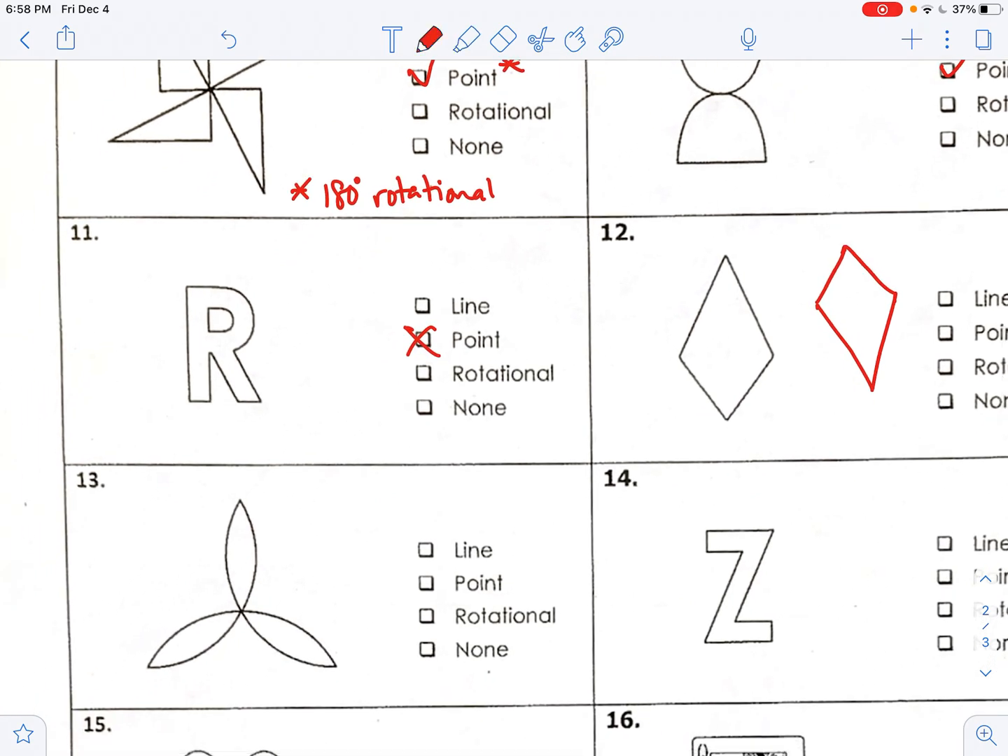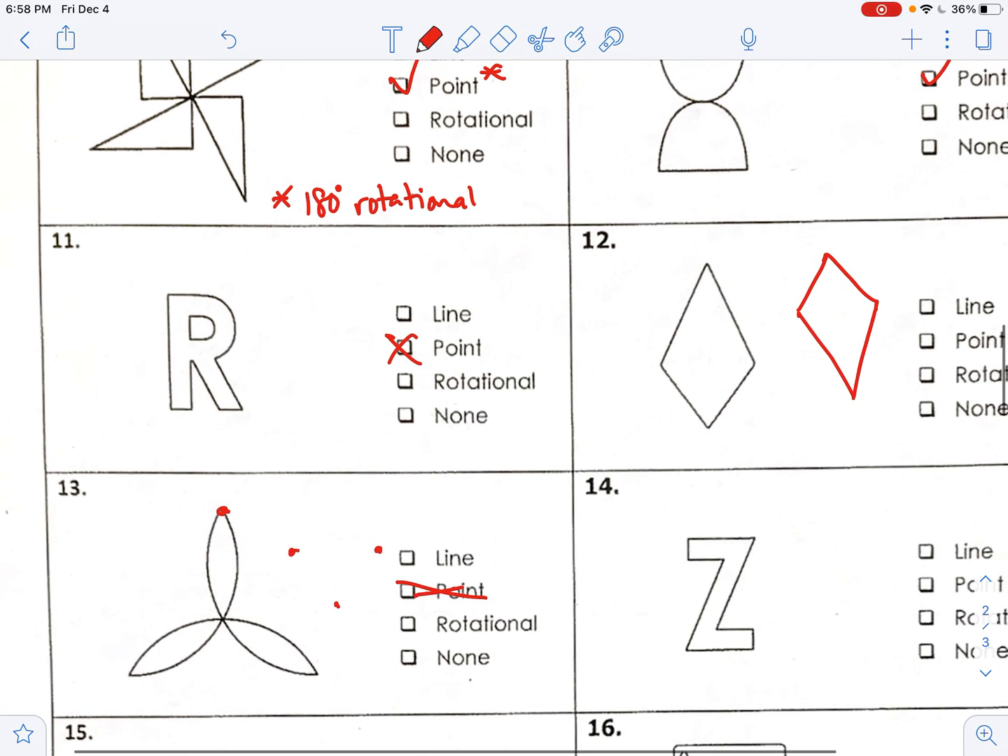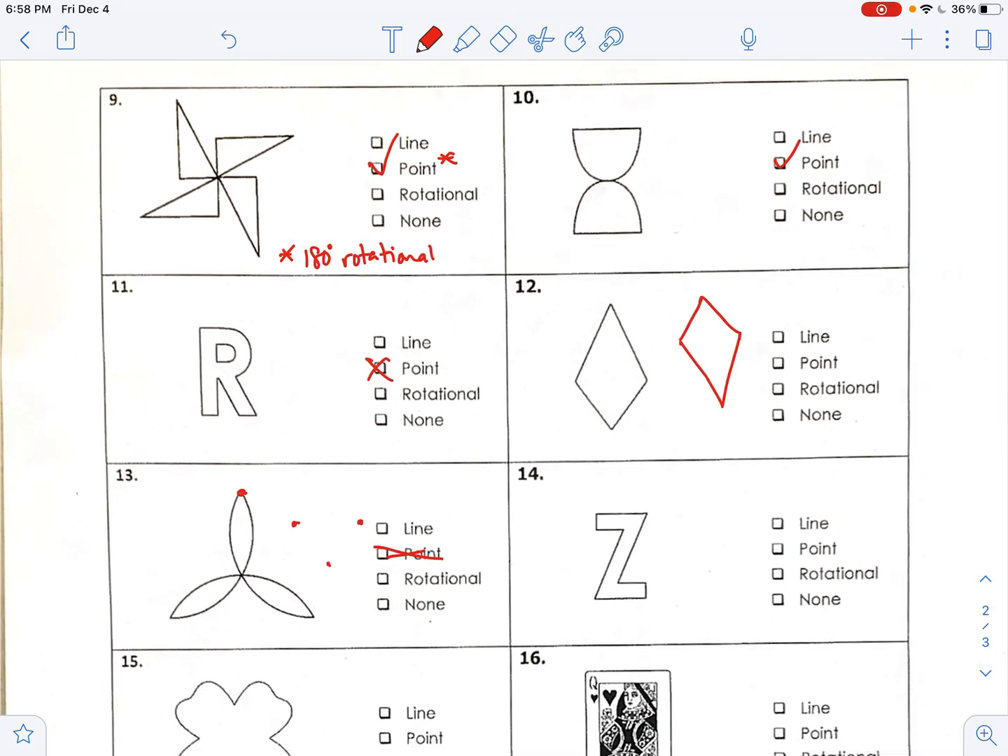Or number 13, I really can't attempt to draw this, but this point would be down here. You'd have the 2 points up top and the 1 point down below. So that would not look the same. That does not have point symmetry.